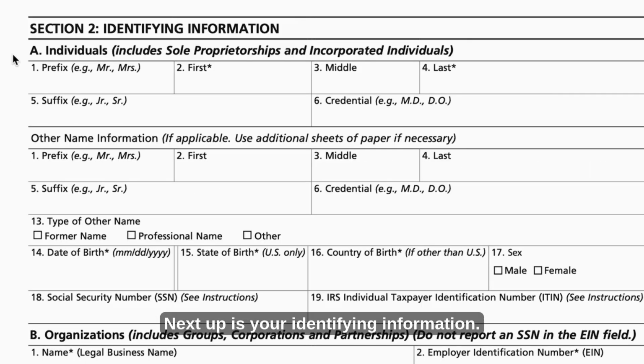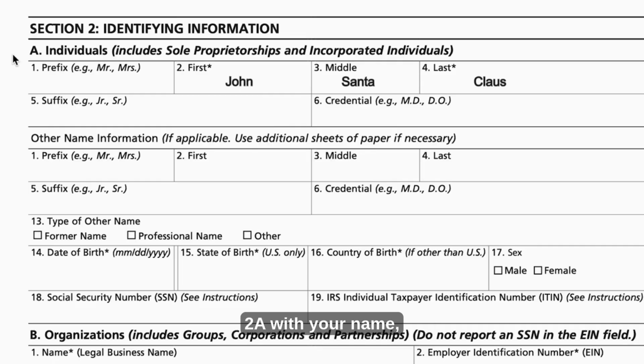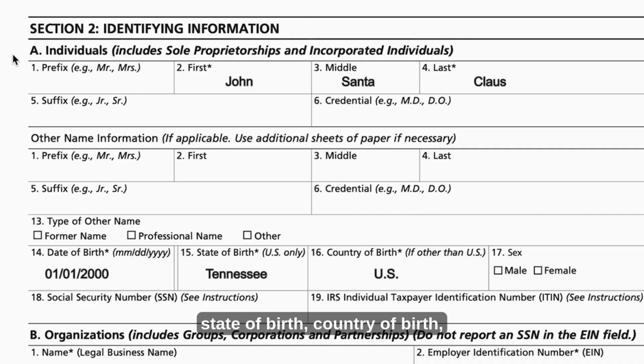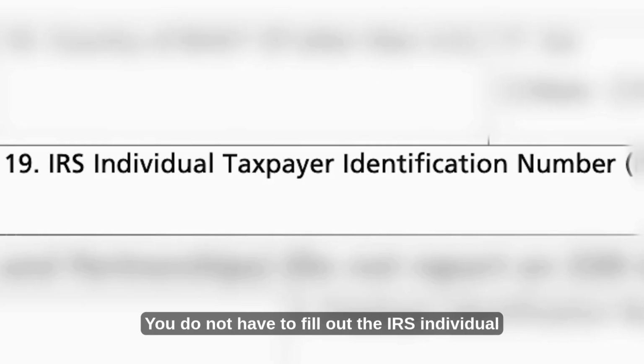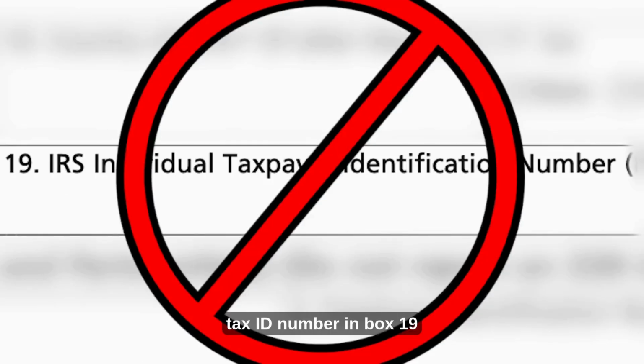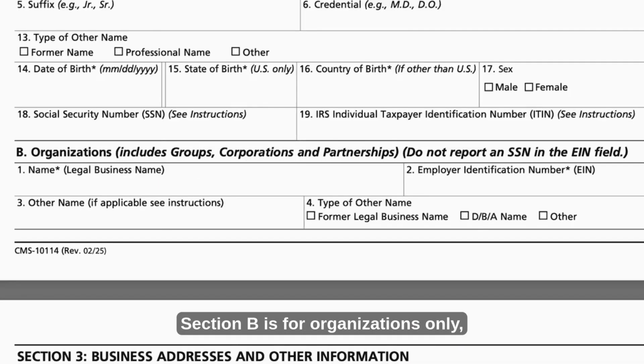Next up is your identifying information. You will only fill out section 2A with your name, date of birth, state of birth, country of birth, sex, and social security number. You do not have to fill out the IRS individual tax ID number in box 19 unless you do not have a social security number. Section B is for organizations only, so skip that and move on to part 3.